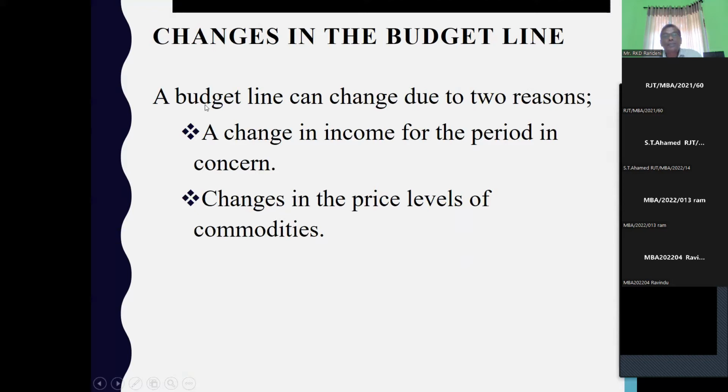Change in the budget line. A budget line can change due to two reasons: by changing the income for the period in concern, or a change in the price level of the commodities. These are the two reasons the budget line can change.